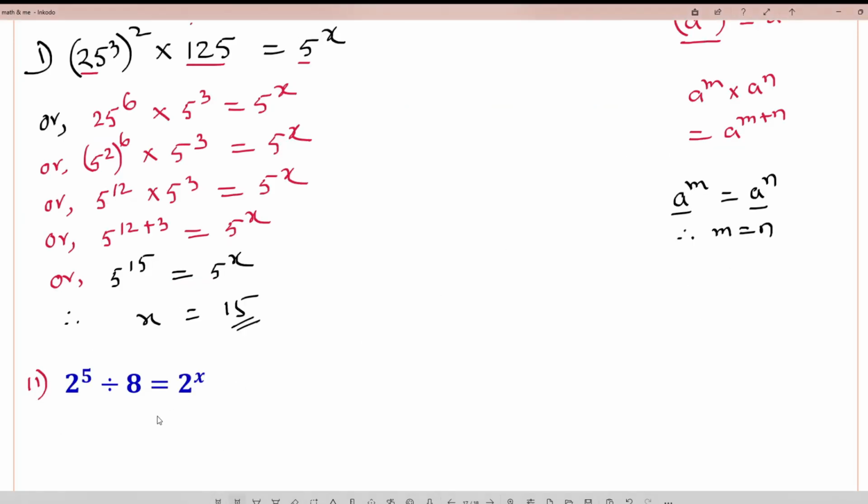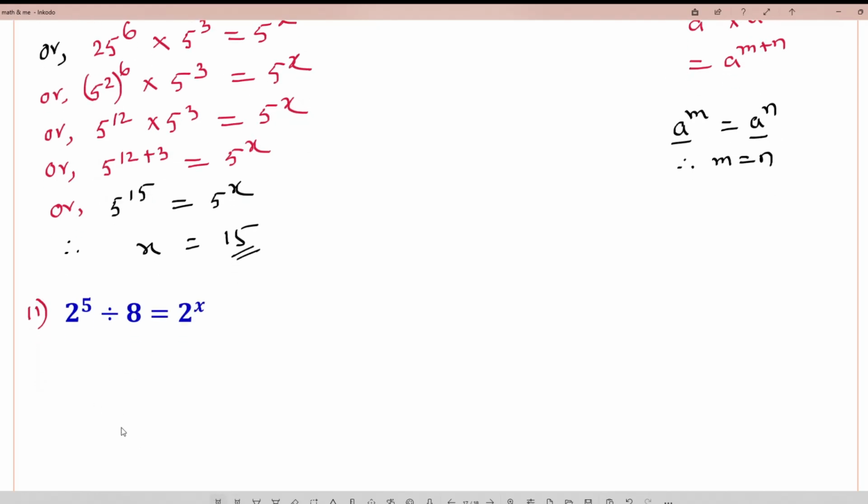Number 2, here is 2 to the power 5, divided by 8, equals 2 to the power x. Look, this is very easy, we just need to concentrate in the video. 2 to the power 5 divided by 8, what can we do? Look, here the base is 2 and here the base is 2. So our ambition is again to make base 2 by this manipulation. How? 2 to the power 3 means 8, equals 2 to the power x.